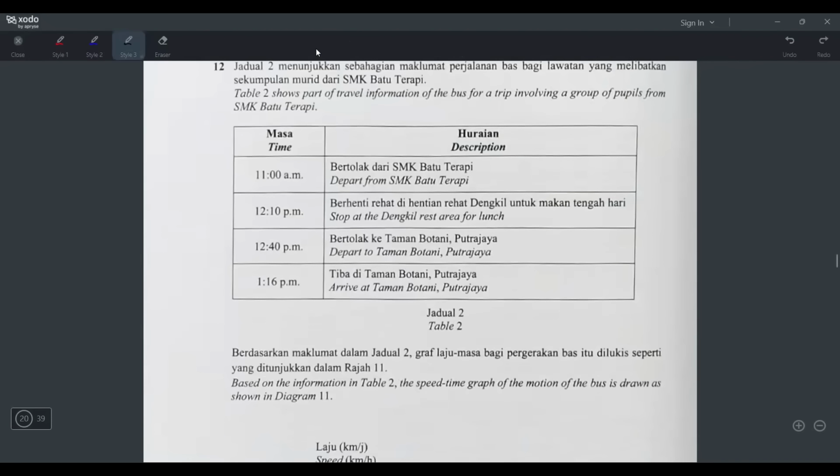Okay, number 12. What chapter is this? I'll tell you now. It's from Form 4, Chapter 7. This chapter is called Graph of Motion, GOM, or in Bahasa Melayu, Graf Gerakan. Okay, let's read the question.